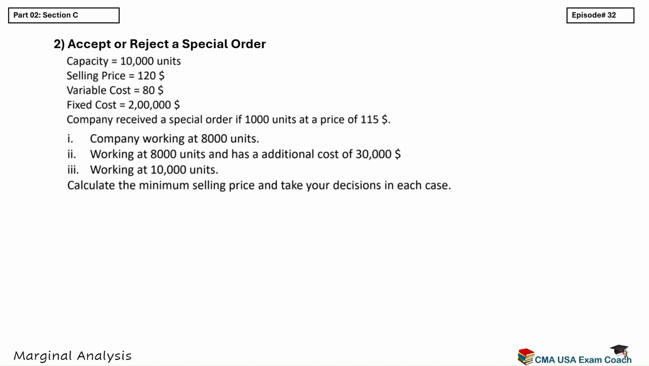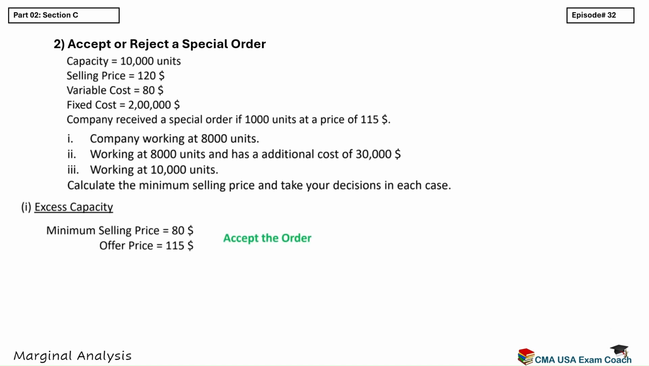Let's look at the first scenario. In the first case, the company is currently producing only 8,000 units. This means they are working below capacity. Their total capacity is 10,000, and they are using only 8,000. So they have an extra 2,000 units available. The special order is for 1,000 units, which means they can easily fulfill it without disturbing their regular production. This is a case of excess capacity.